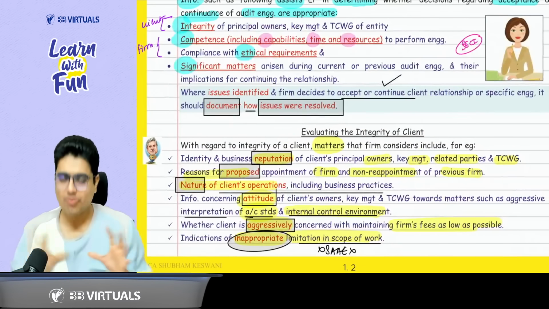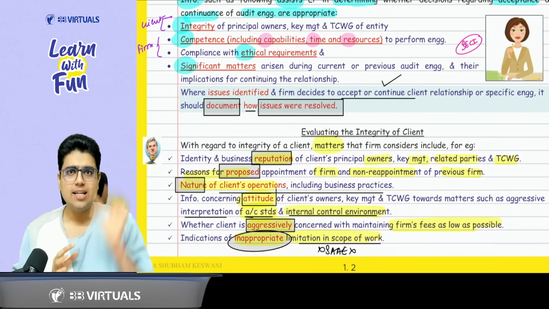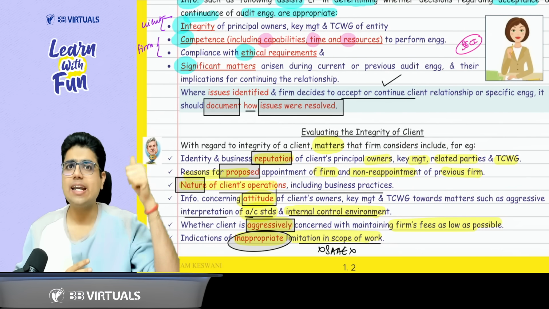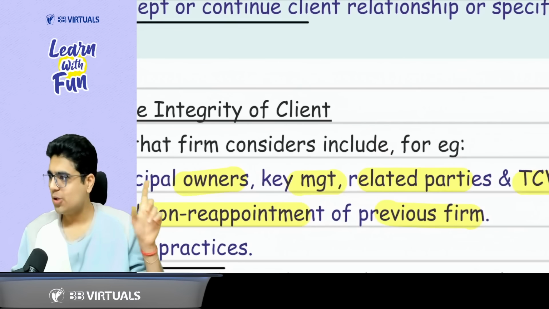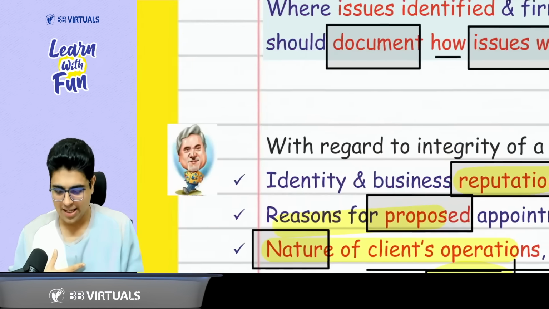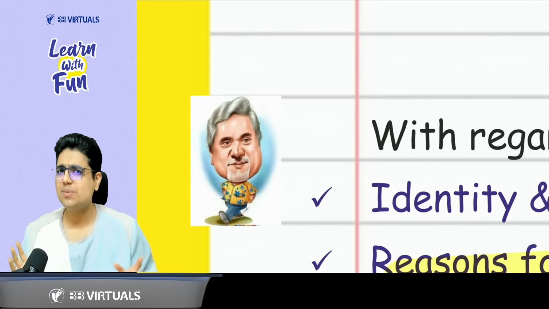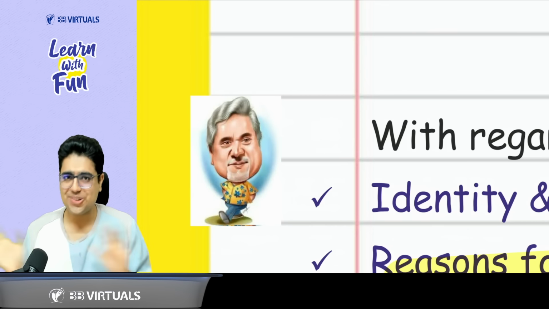First of all, there are certain matters you need to see with respect to integrity. What are the matters? So the first point says you need to see the reputation. Reputation of the owners, management, related parties and TCWG. So tell me one thing. If the client is like this, how is the reputation? Very bad. Will you accept such client? No. Less integrity, don't accept.